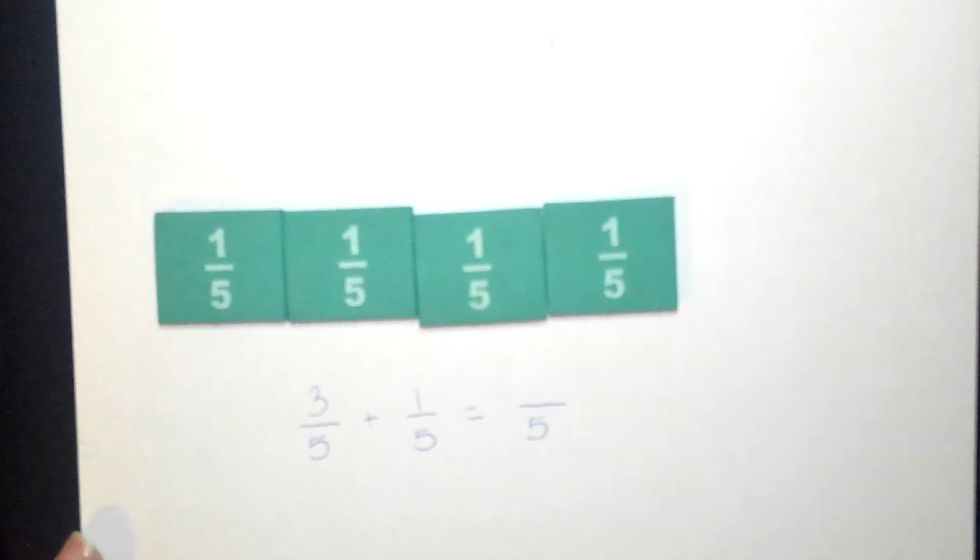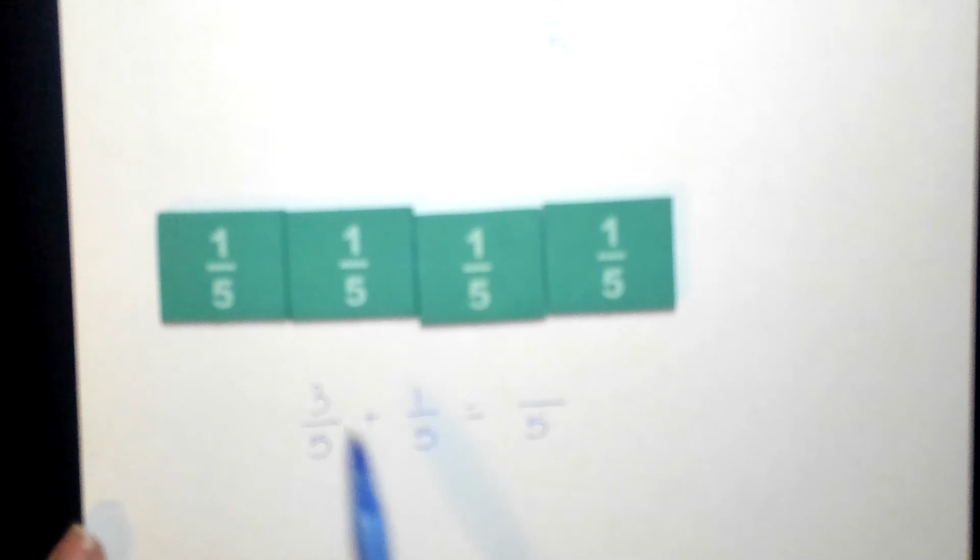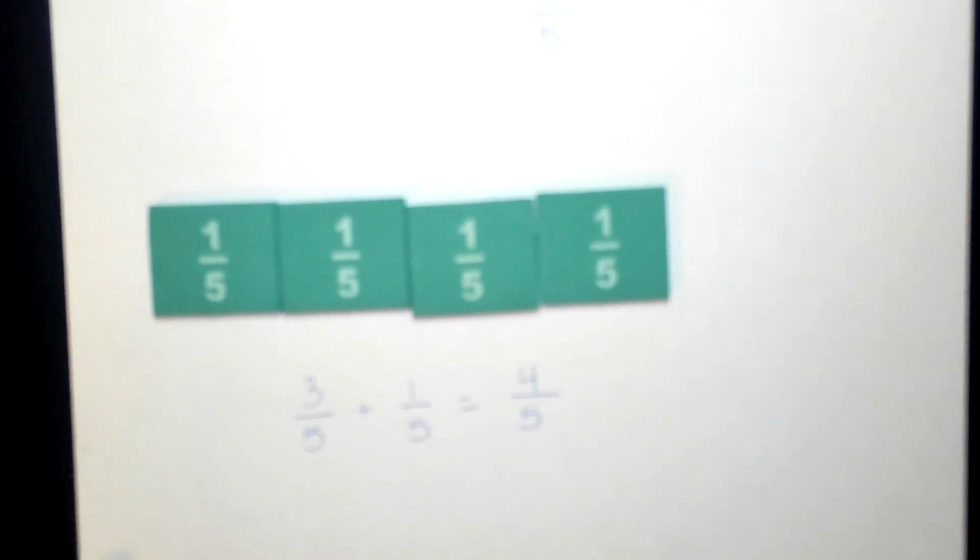I apologize for the blurriness. It should clear up. Okay, so like I said, your denominator is going to remain the same. All you're going to do is add your numerators. So I had 3/5, 1, 2, 3, plus 1/5, just this one here. So 3 plus 1 is 4. So if I add 3/5 plus 1/5, I'm adding like fractions because they have the same denominator, and I get 4/5 as my sum. Okay?